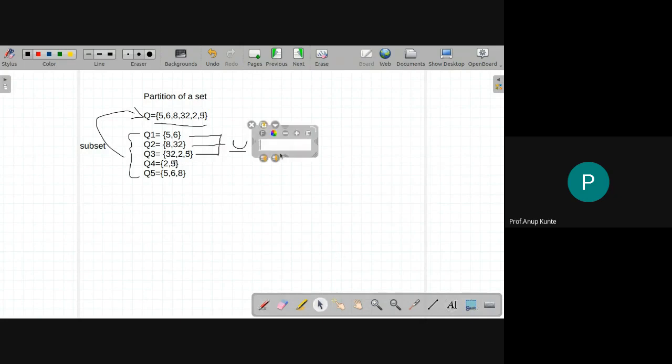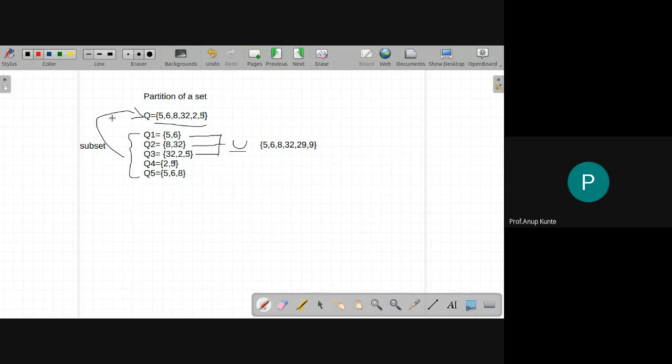If I apply the union operation, I will get the set 5, 6, 8, 32, and then 2, 9. This is the set that I get. I get back the original set. Yes, I have got back Q. So that's a way to get back Q. There's another way to get back Q.